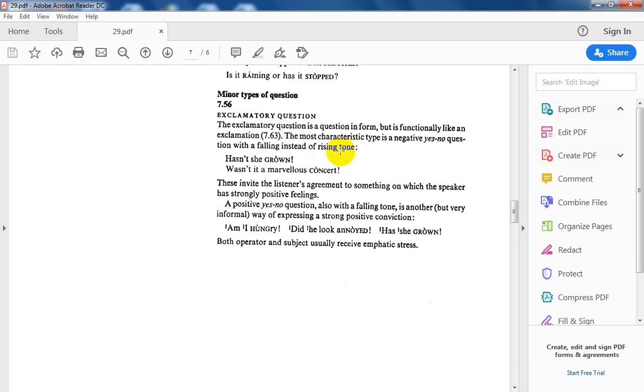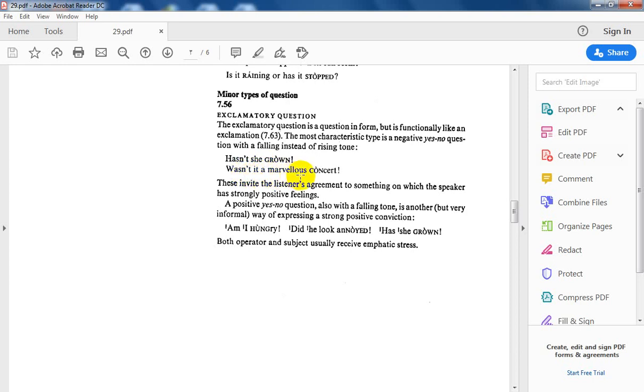So that we know this is not a normal yes/no question, it has a falling tone unit, not a rising one. Hasn't she grown? You see, I have an exclamation mark, not a question mark. But as a form it is a question, since it starts with an auxiliary, with an operator. So as a form it is a question, as a function it is not a question, it is an exclamation.